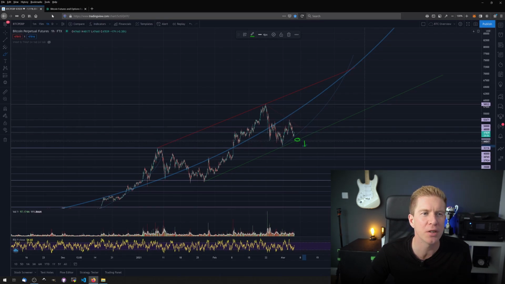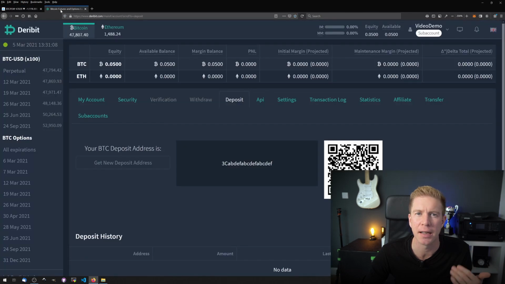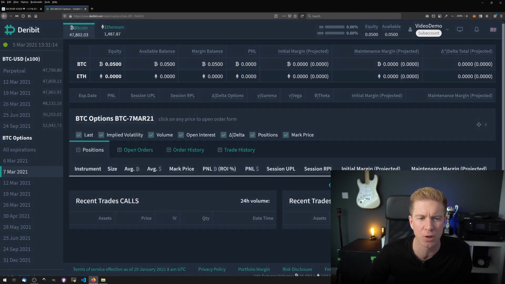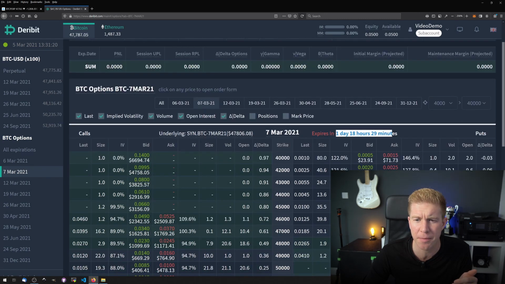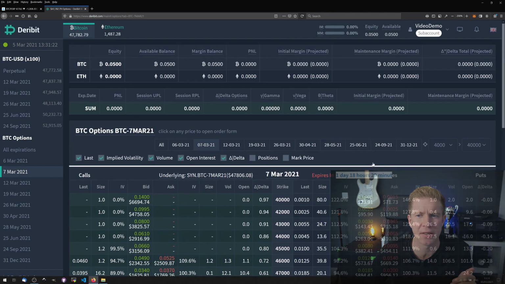So what I'm gonna be doing on this trade is basically selling a put option. I want something fairly short term. So I'm gonna look at the 7th of March options. That's 2 days time, or just under 2 days time, you can see here. Those options will expire. Now, let's have a quick look at what these numbers mean.